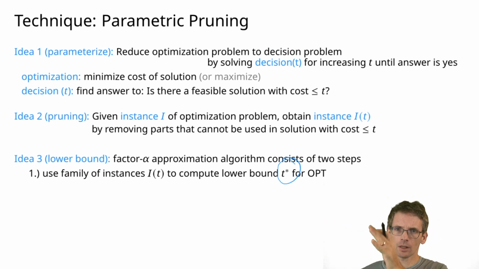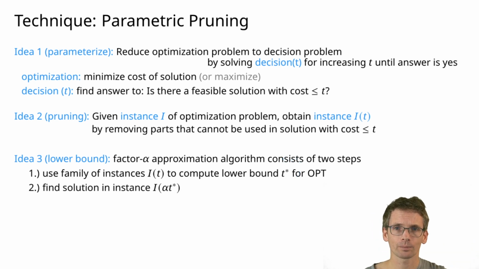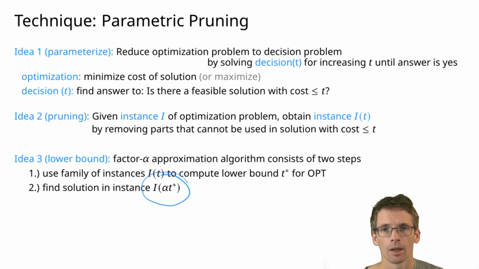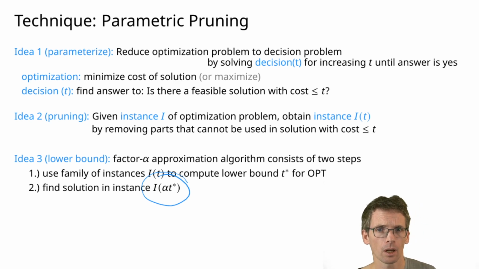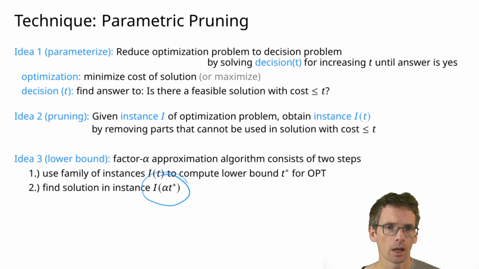Imagine we have these instances. So for small t, the answer will be no, there's no solution. Then at some point we would want to switch to yes, but we have a point where we don't switch to yes, but where essentially a lower bound at that point fails. And at the point where our lower bound, so the largest lower bound that we get, there we want to take this t star here and then find a solution in the instance alpha times t star, and alpha is then our approximation factor. So in our case, alpha will be 2. So we'll have to find a solution in the instance with 2 times t star.